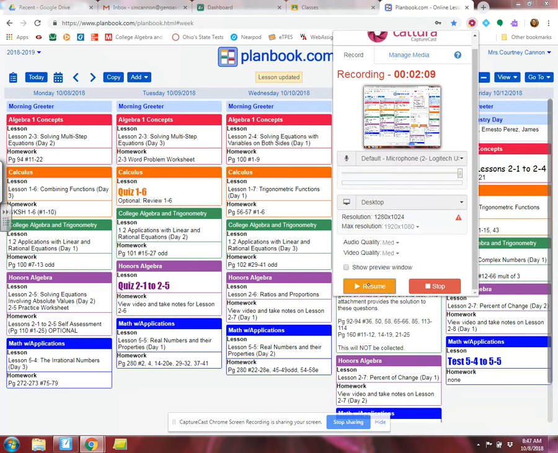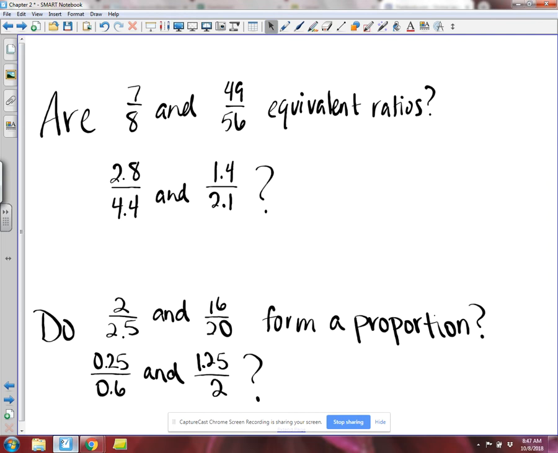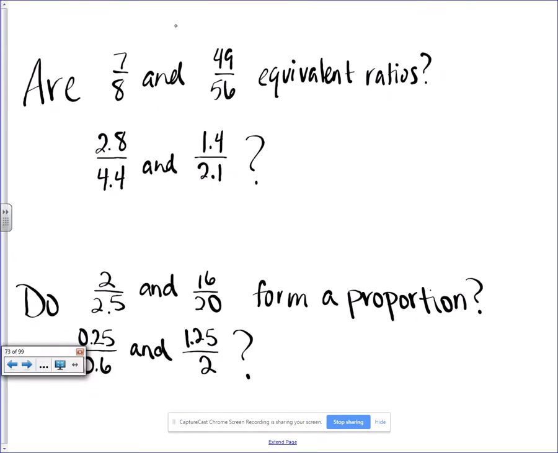So if I want to know if these are equivalent, I need to go ahead and see if they represent the same decimal. So 7/8 is 0.875 and 49/56 is 0.875. So are these equivalent ratios? The answer is yes. When you divide them, you get the same decimal representation.